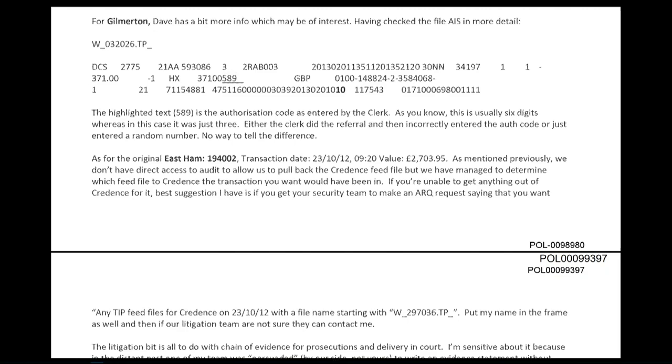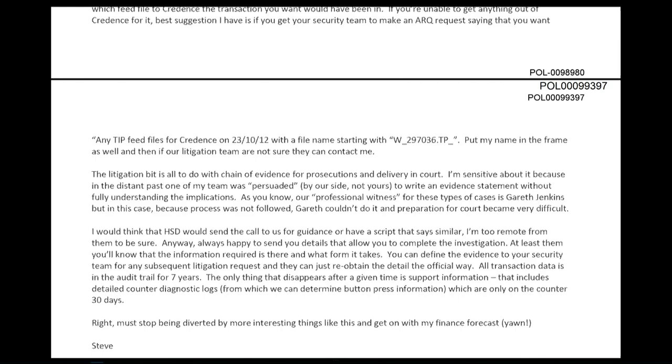The litigation bit is all to do with chain of evidence for prosecutions and delivery in court. I'm sensitive about it because in the distant past, one of my colleagues was persuaded by our side, not yours, to write an evidence statement without fully understanding the implications. As you know, our professional witness for these type of cases is Gareth Jenkins. But in this case, because process was not followed, Gareth couldn't do it, and preparation for court became very difficult.